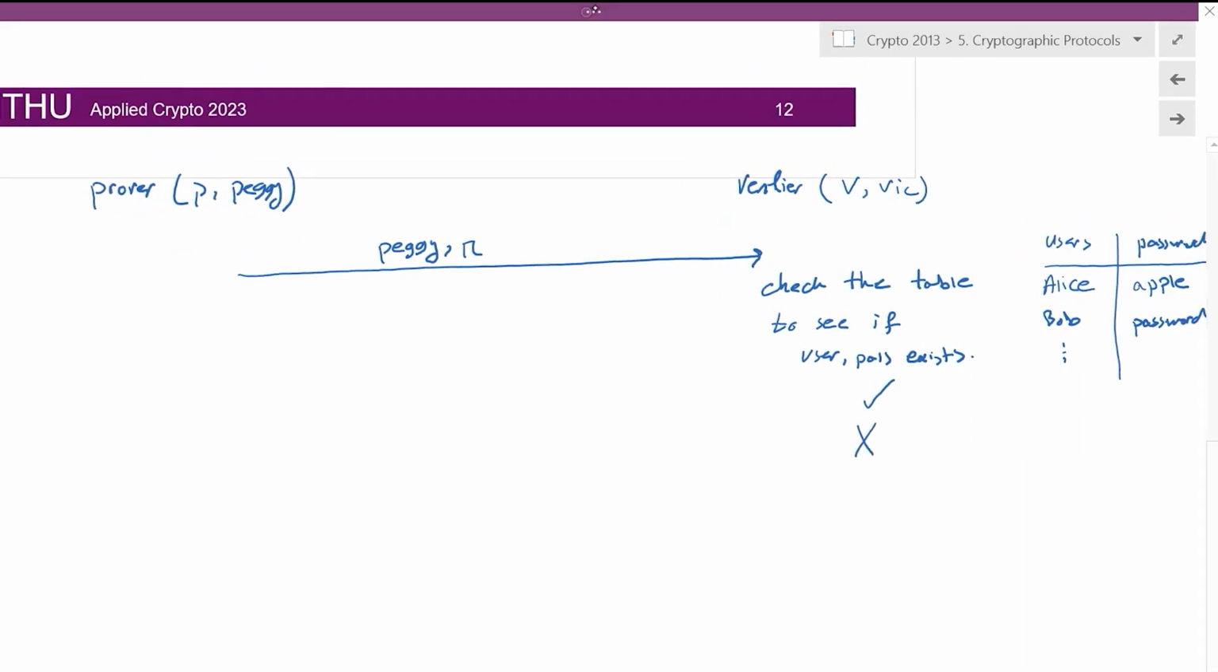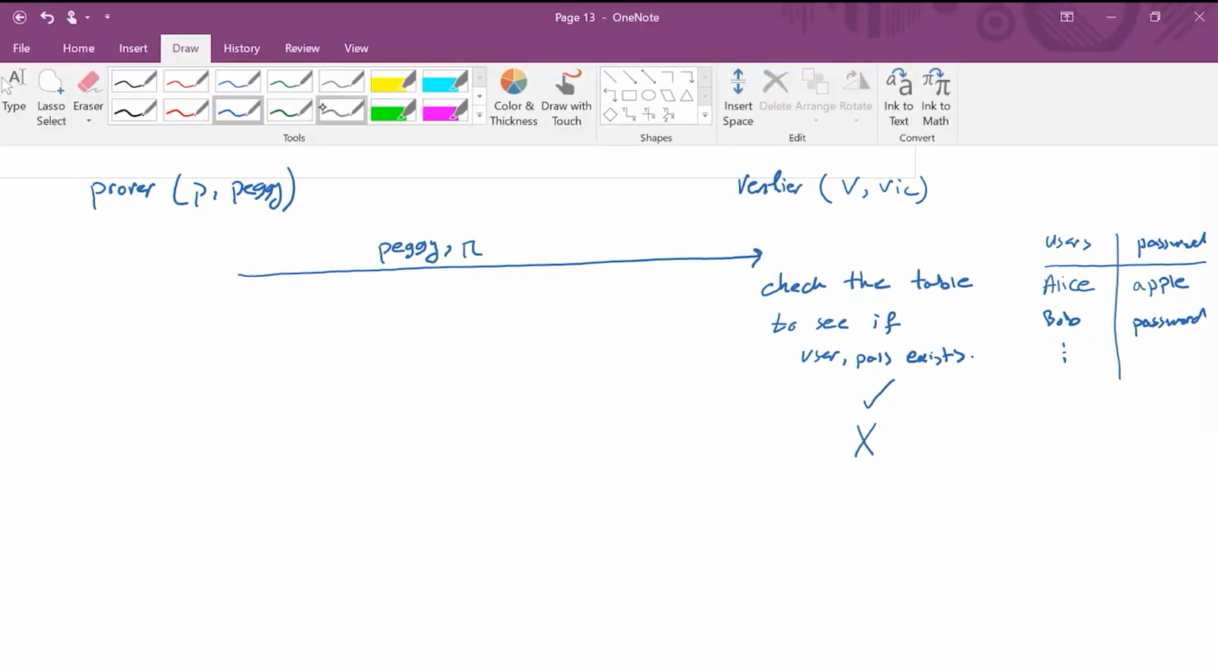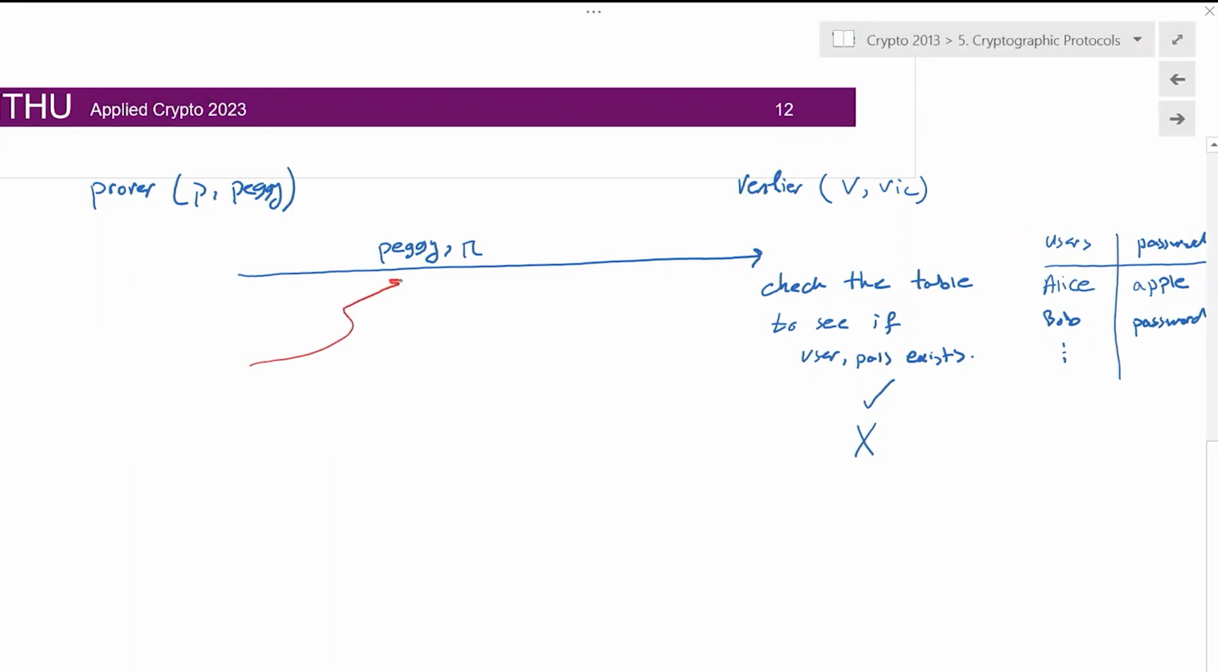But the problem with this scheme is obviously that somebody like Eve can see this communication, right? So basically, the first time that you log into the system, Eve is sniffing the line, and of course, he would learn Peggy's password, and he would be able to log in from that moment on behalf of Peggy.